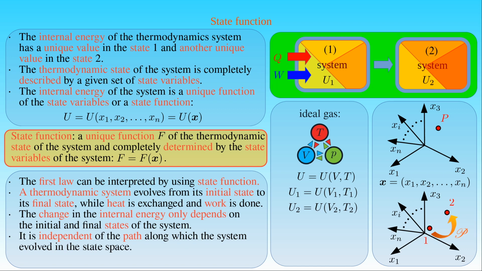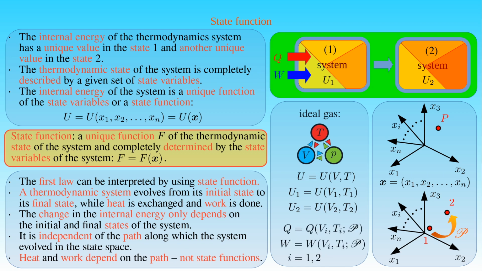When considered separately, the heat Q and the work W generally depend on the path of the thermodynamic process. Therefore they are not state functions. In the case of the ideal gas, the heat Q absorbed by the gas and the work W done on the gas depend on both the initial and the final volumes and the temperatures of the gas, and the path calligraphic P connecting its initial and final state.